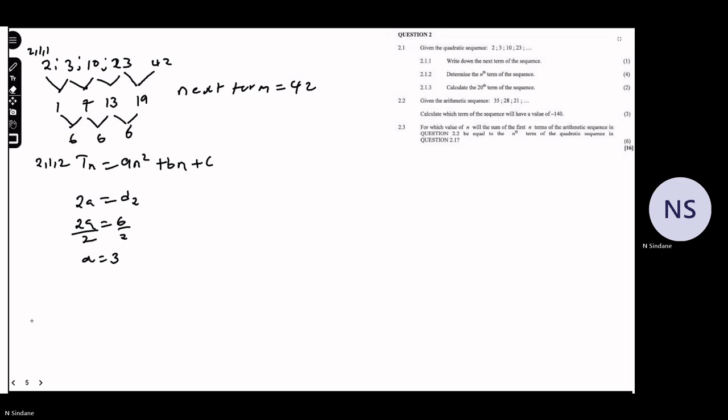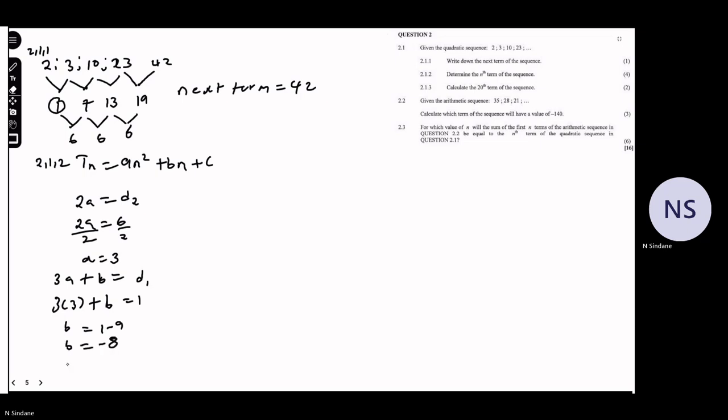Then after that, 3a plus b is equal to d1. So in this case, we will say 3 into 3 plus b, which is equal to 1. And then b is equal to 1 minus 9, b is equal to negative 8.